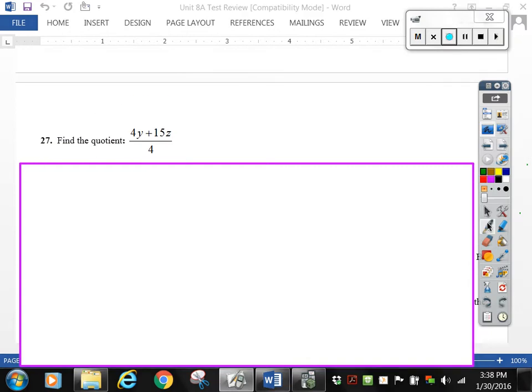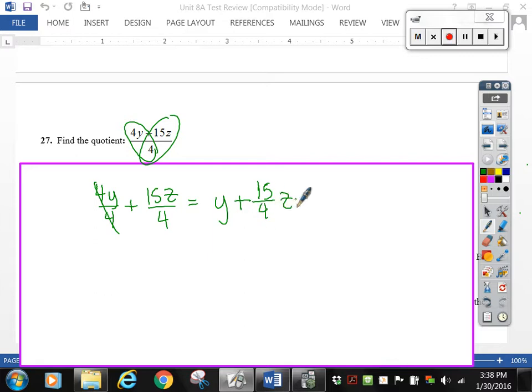Okay, now we're going to find some quotients. I think the easiest way to do quotients is to separate these into two different monomials. Now you can only separate the numerator, you can't separate the denominator. So here I have 4y over 4 plus 15z over 4. My 4's cancel out and I get a y. 15 over 4 doesn't reduce, so I have 15 over 4z.